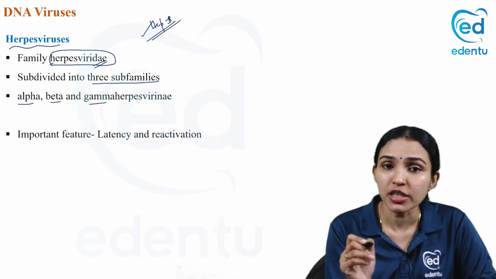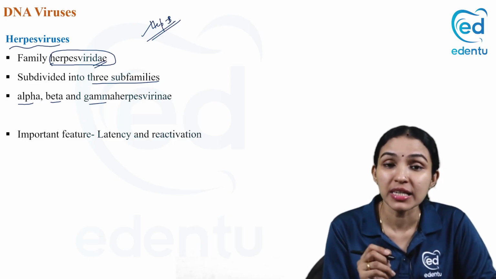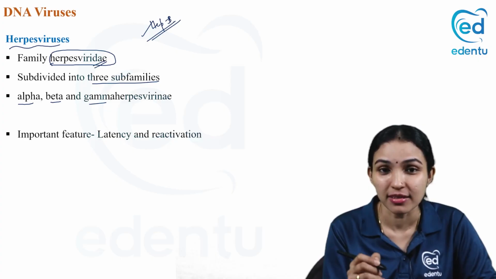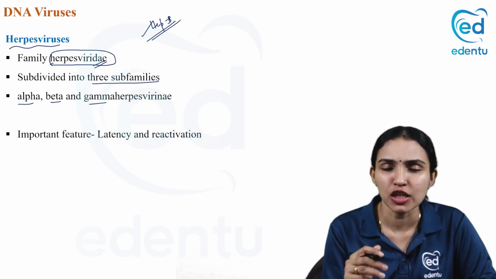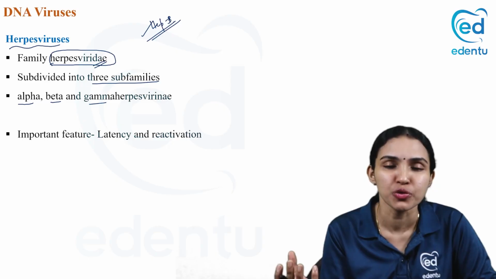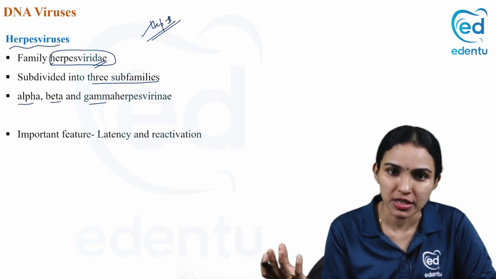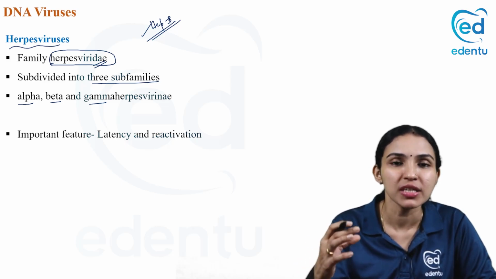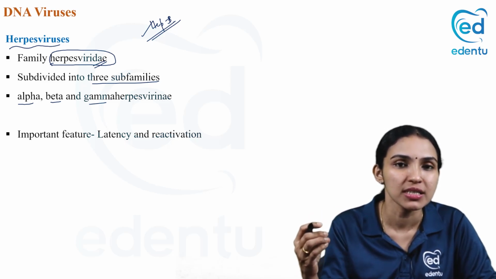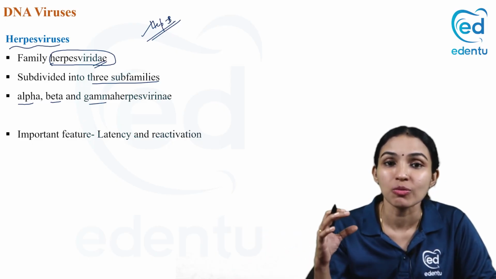And the very important feature of this family, herpes virus, is that they have the ability to remain latent in the nerve ganglia. Most of the time it is the nerve ganglia. It can also remain latent in the lymph nodes and also sometimes in the glands, depending upon the type of virus. So they can remain latent in the places where they like. It can be a neural ganglia, or the glands, or lymph nodes. So wherever they remain latent.